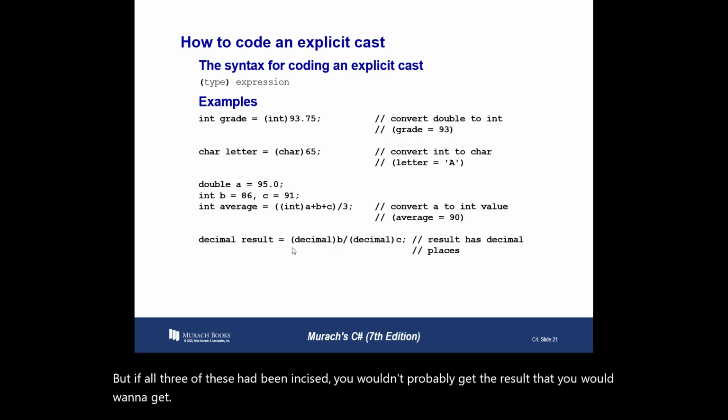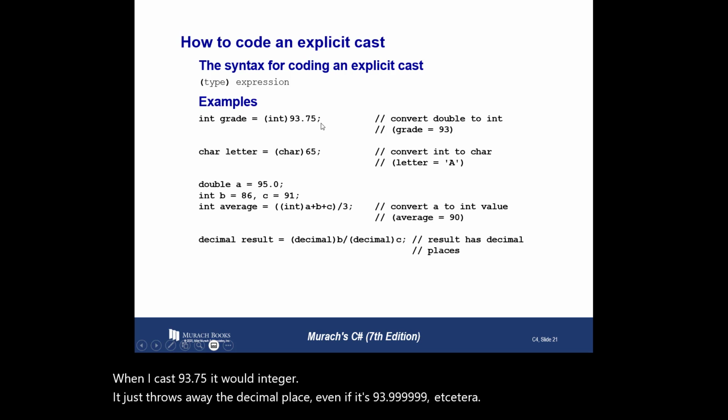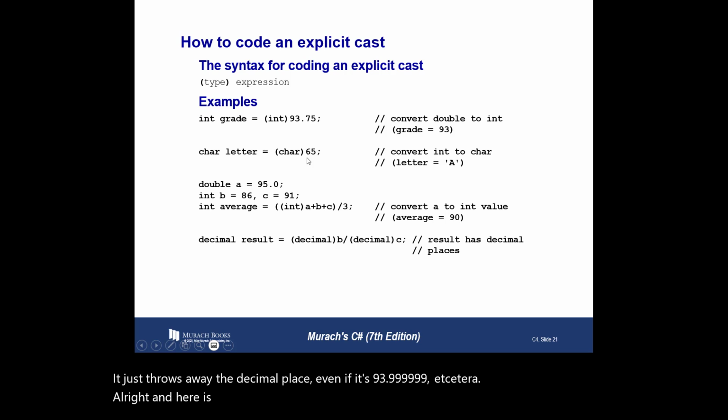Now, what you see right here, these are referred to as explicit casts, meaning that you do them. You, as a programmer, do them. When I cast 93.75 into an integer, it just throws away the decimal place, even if it's 93.999999, etc. All right, and here's another example.